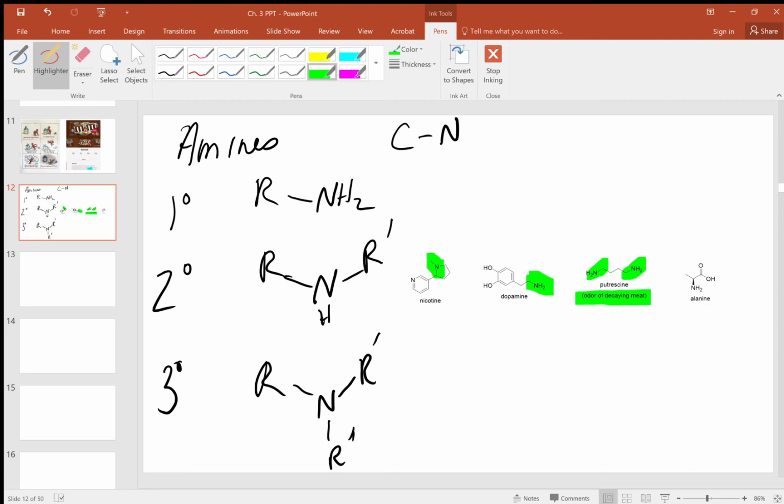And then our fourth example is alanine. Alanine is another one of the 20 amino acids. In fact, if you've ever wondered why they're called amino acids, no, it's not because they're mean. But the amino part of the name amino acid comes from the fact that there's an amine functional group within the molecule.